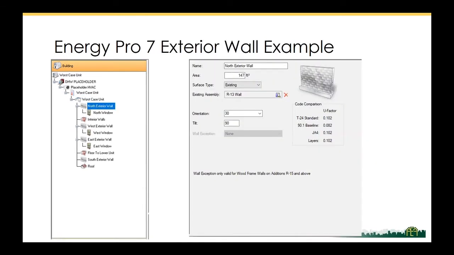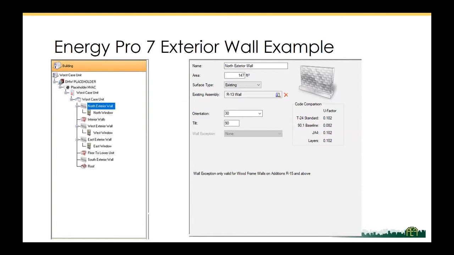All right, so now we have our walls. We have our north exterior wall. The orientation is 30 degrees because the building is not exactly dead center to north. We have an existing assembly of R13. If you look to the right, we have our Title 24 standard, which is also R13, and they're giving the U factors. If anyone were to take the inverse of this, you notice that it would actually be R9.8.